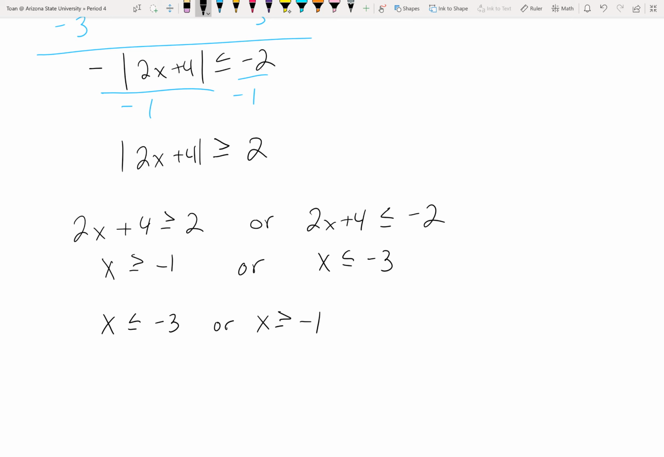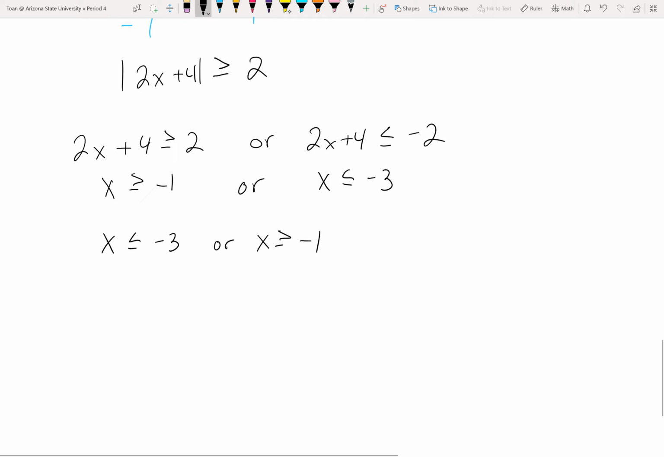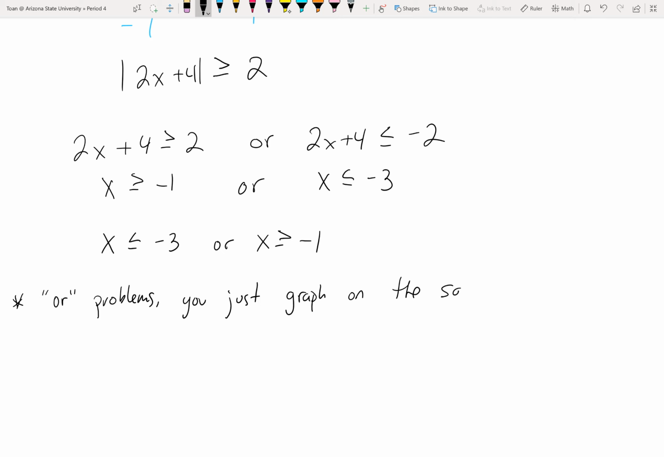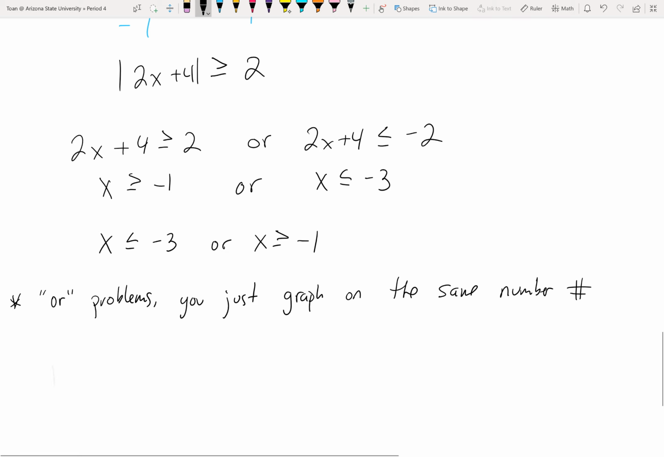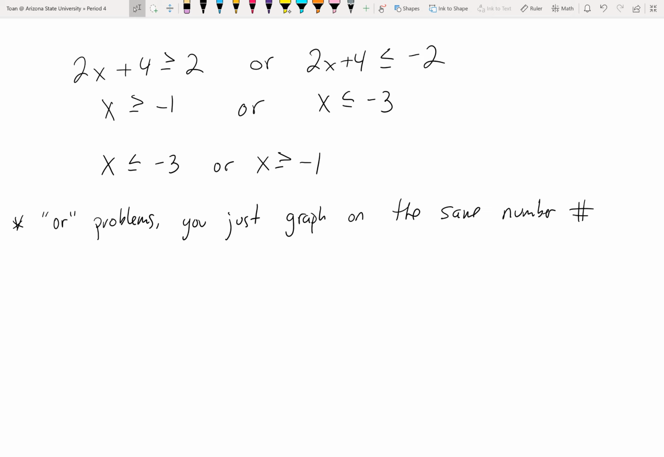I'll take either. The instructions on the practice and probably on the test will say write your answers in interval notation. So what is this guy's interval notation? The idea is simple. For or problems, you just graph both on the same number line. That's it. If you ever wanted to visualize the solution to an or problem, it's just both answers plopped together on the same number line. So if I were to sketch this guy, which you don't have to, but it's sort of nice to do if you are rusty at this.